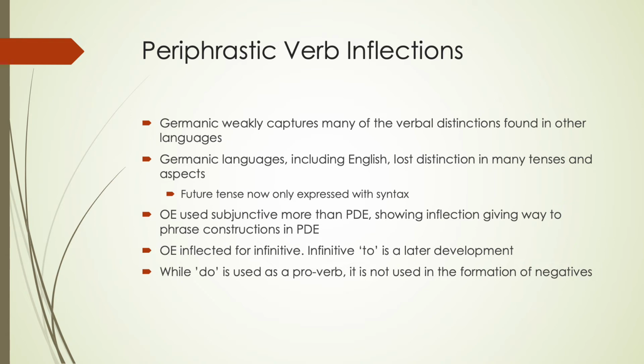And then do is starting to be used as a proverb, sort of replacing a verb phrase if repeated, but we don't see this in the formation of negatives yet. So the negative markers are things that are very different, and negation can get very tricky, so we won't spend a lot of time really diving into negation in our examples.